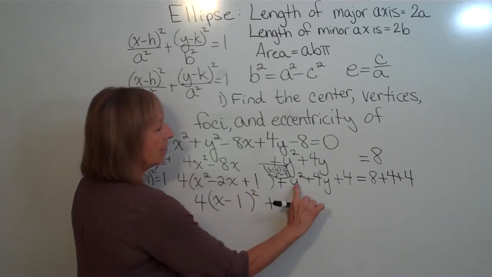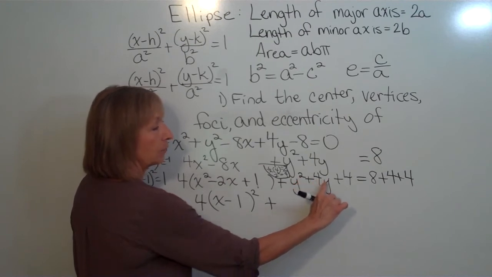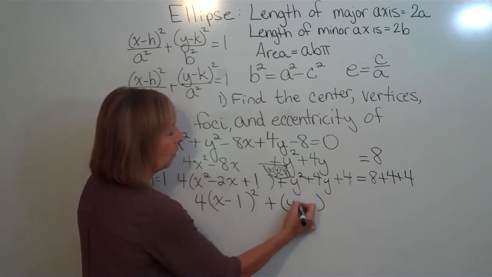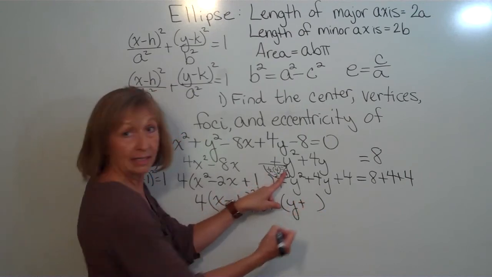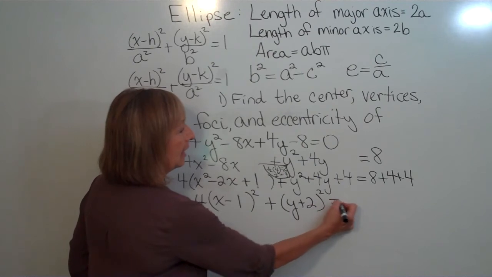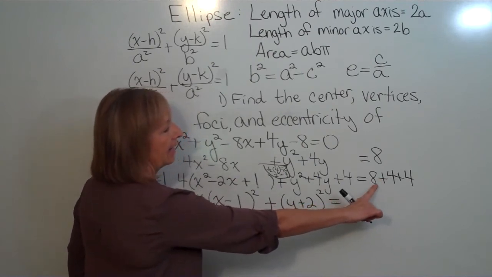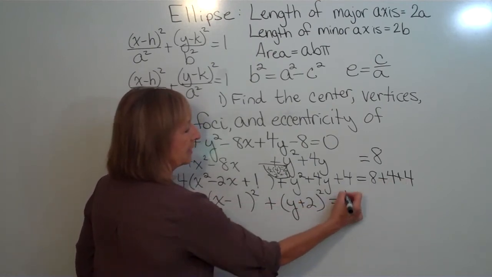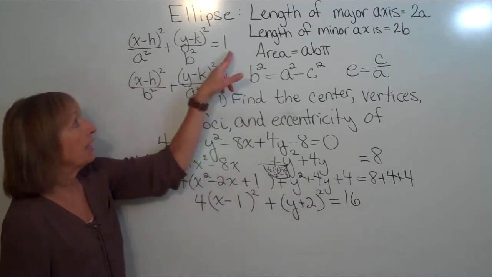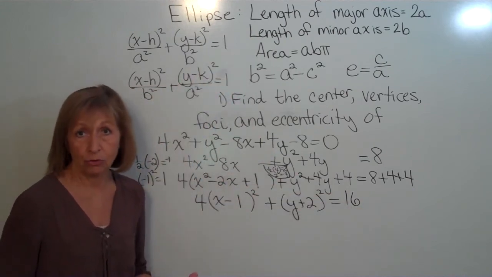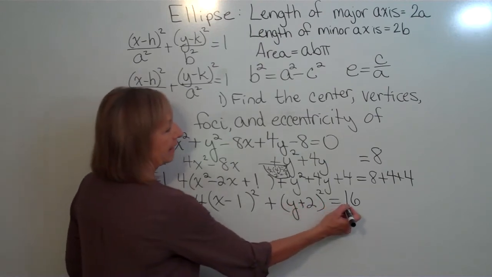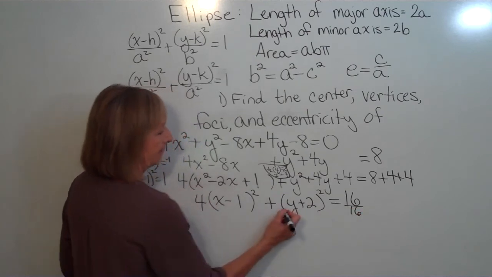Plus the factorization of y squared plus 4y plus 4. That factors as y plus 2, half the middle, quantity squared. And then on the right-hand side, I have 8 plus 4 is 12 plus 4 is 16. Now, I need to get a 1 on that right-hand side to be able to sort out what a squared and b squared are. So I need to divide everything through by 16.